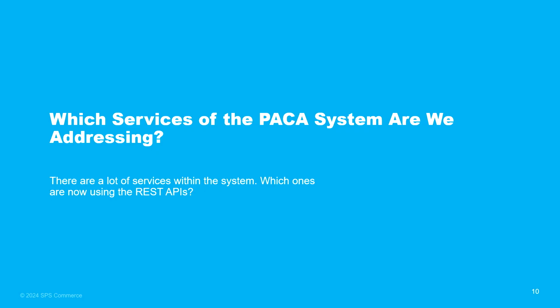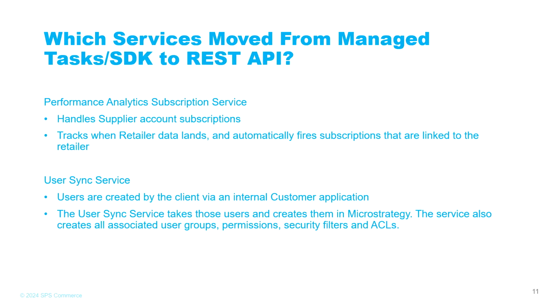So inside this ecosystem, what are we going to be talking about? What services are we talking about? We're going to talk about the Performance Analytics Subscription Service. This handles the supplier account subscriptions. It tracks when the retailer data lands, and automatically fires subscriptions that are linked to the retailer.